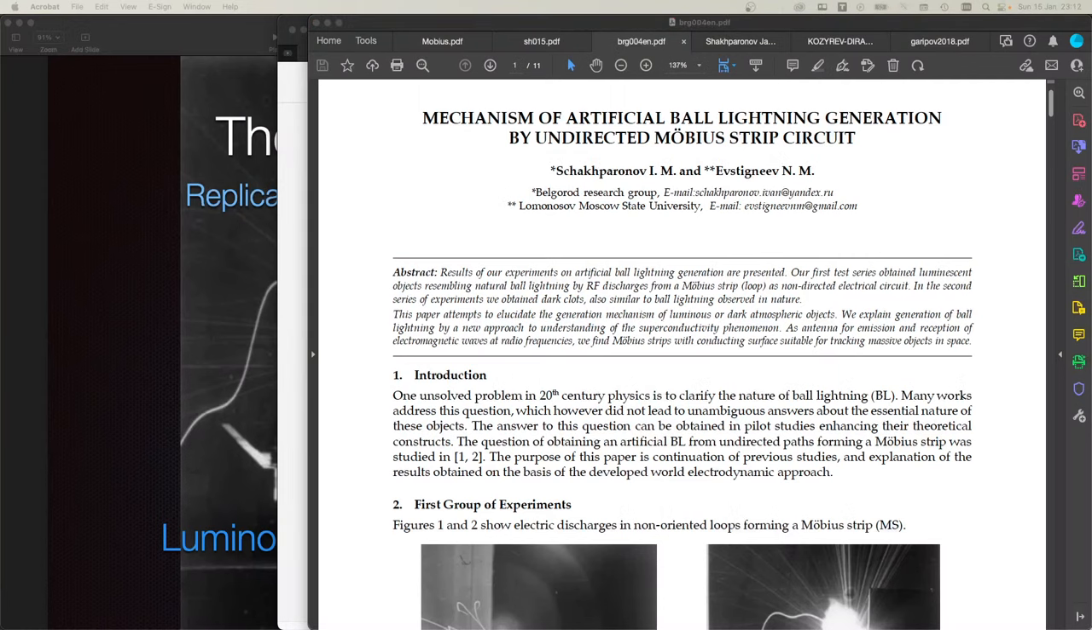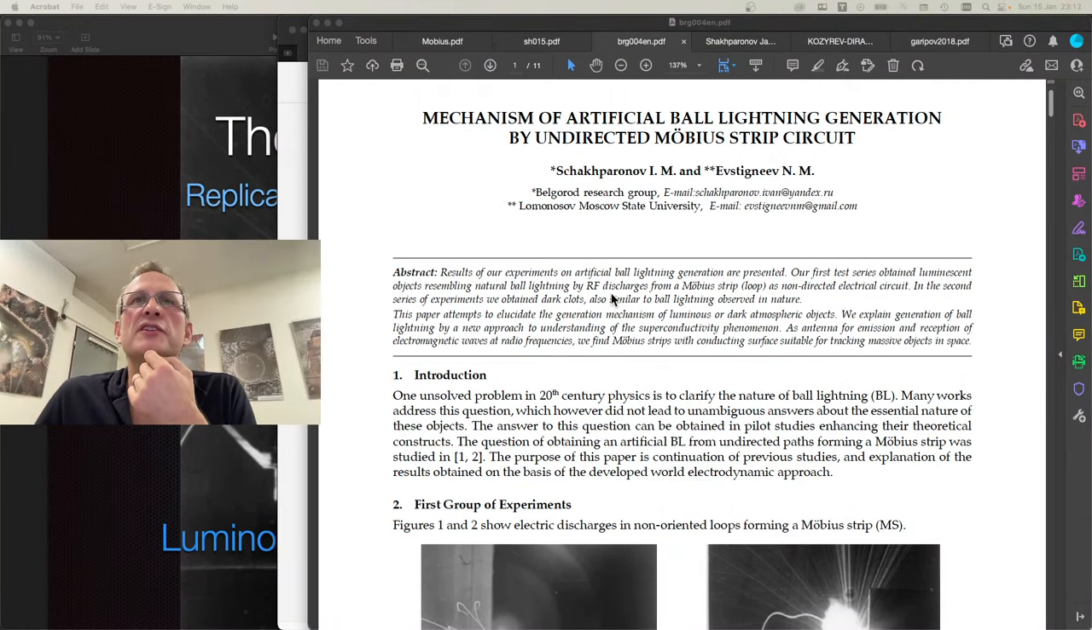So actually I'm going to go to this reference first. And this is the mechanism of artificial ball lightning generation by undirected Möbius strip circuits. And this is Shakhparonov. Again, a different spelling here. There's lots of different spellings. If you actually put his Russian name into DeepL or Google Translate, you get a number of different suggestions.